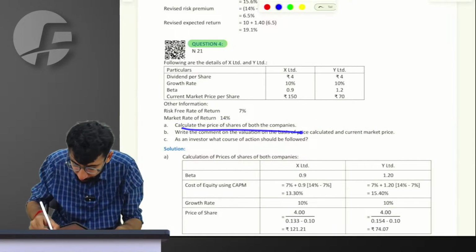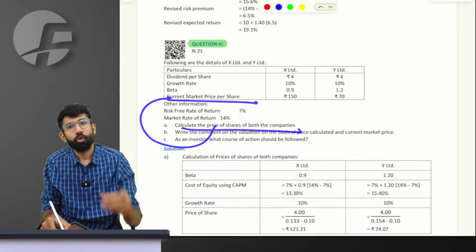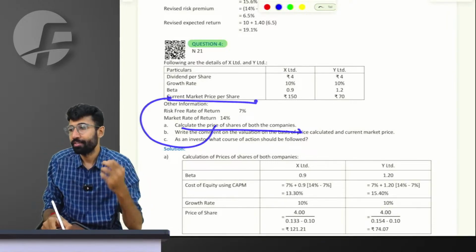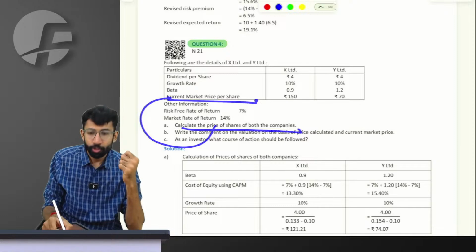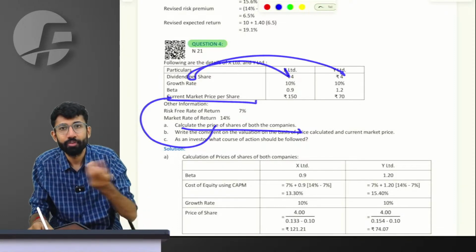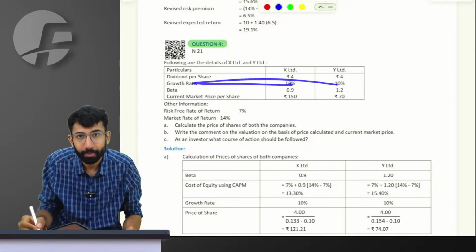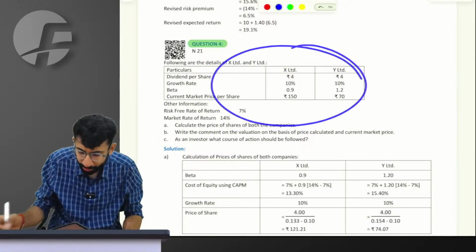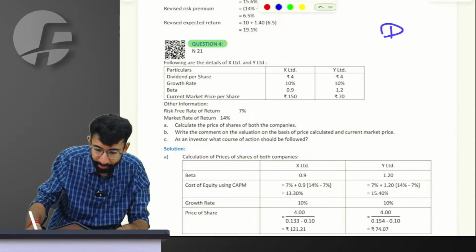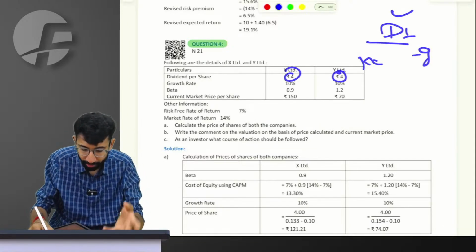Calculate the price per share of both the companies. Sir, price is already given. So obviously what you calculate is intrinsic value. To calculate intrinsic value, since information of dividend is given, you will apply the dividend discount model. Since the information of growth is given, you will apply Gordon's model. So let us apply Gordon's model. What do you need? Sir, D1, KE and G. Do you have D1? 4 can be assumed as D1.